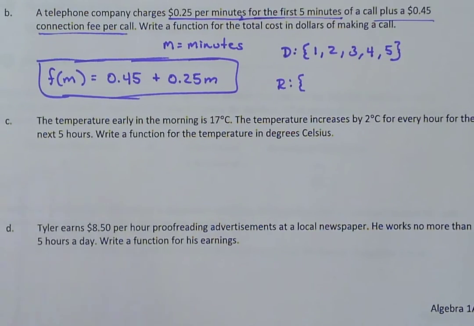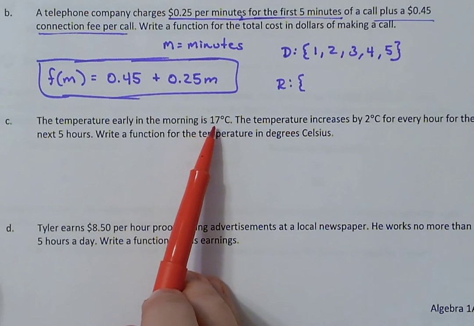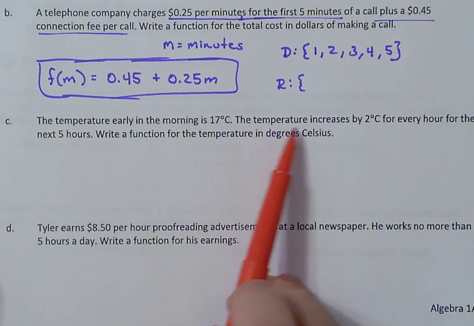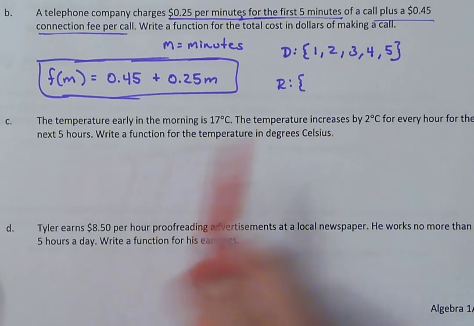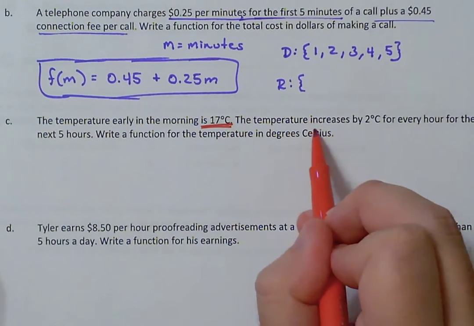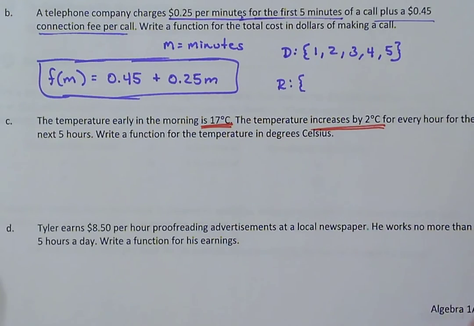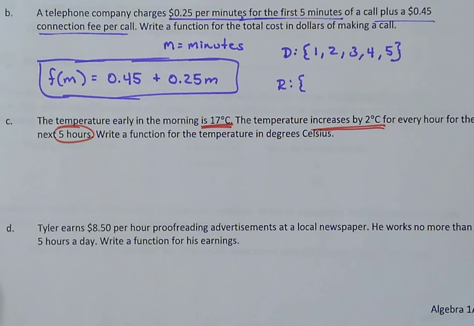All right, for C, it talks about the temperature early in the morning being 17 degrees Celsius. The temperature increases by 2 degrees Celsius for every hour for the next 5 hours. So we start with 17 degrees, and it increases by 2 degrees every hour for the next 5 hours.